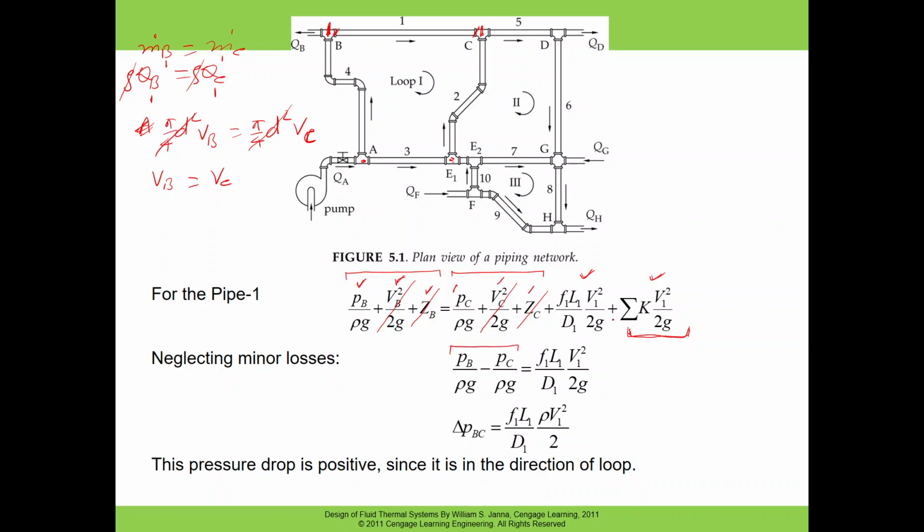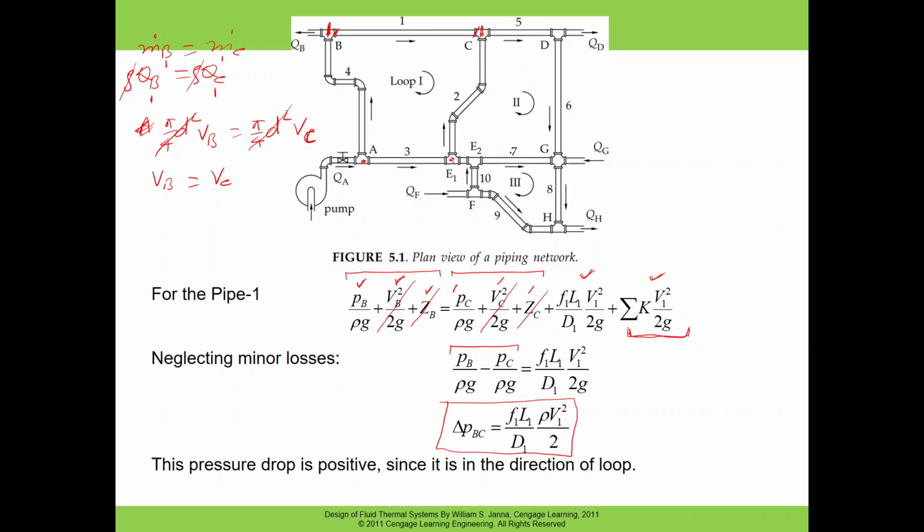So two terms are left on the left hand side. On the right hand side we ignore the minor loss term, so we have only the friction loss term. It can be written like this: delta P BC equals f1 L1 over d1 times rho v1 squared over 2. So this is basically the pressure drop in this line.